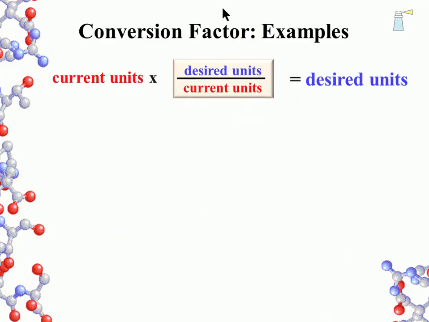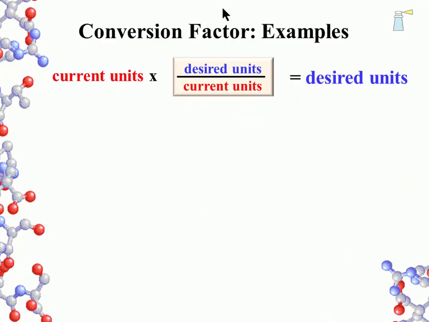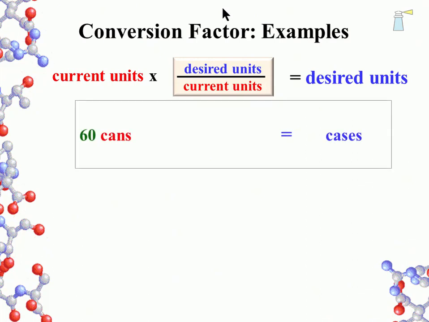We can solidify our understanding of conversions with a couple of examples. The format of the conversion, current units times unit factor equals desired units, will be our guide. First example, 60 cans is equal to how many cases? A setup of 60 cans is the current unit, and the case is the desired unit. What's needed here is a unit factor with the correct orientation of units. Bringing up the definition of the case, we construct the appropriate unit factor by recognizing the need to cancel out the current unit of cans.